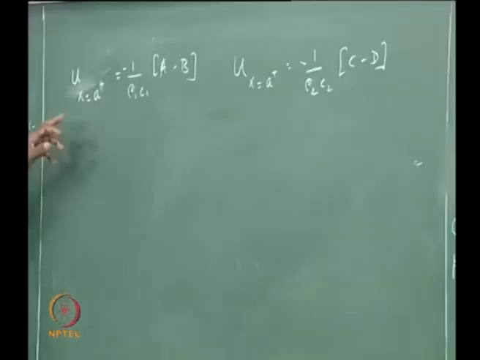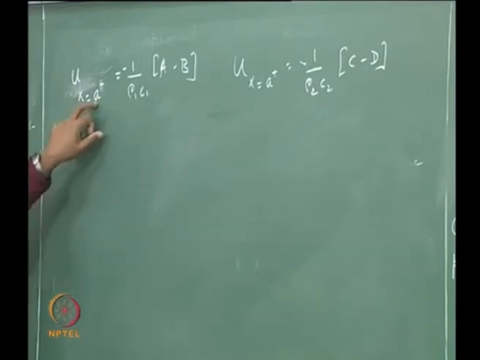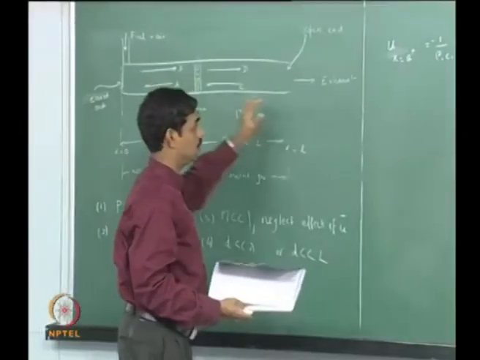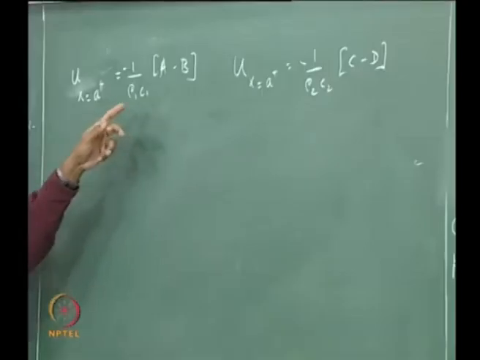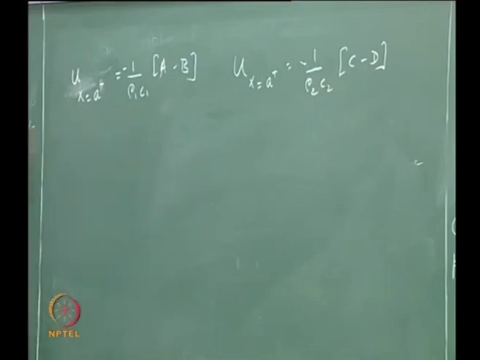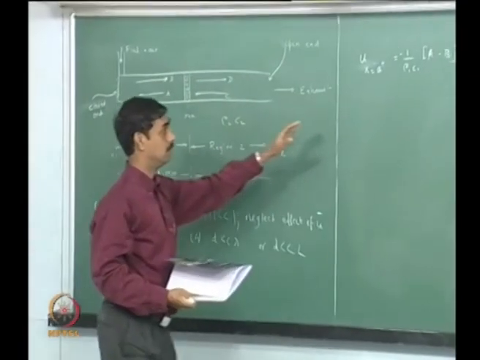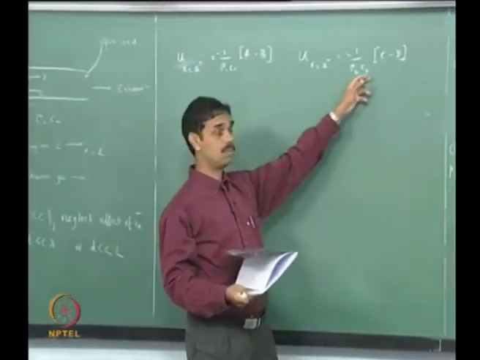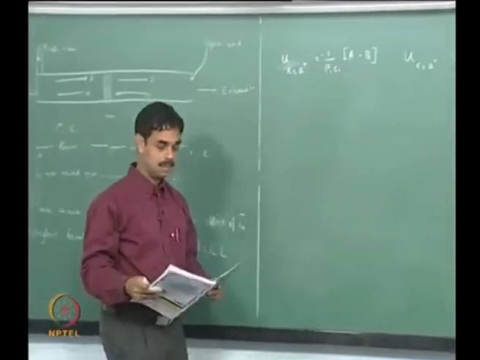So if you substitute x equal to a in the expression of velocity, I just erased it, you will get u at x equal to a minus, that is in this region we write the solution in terms of a and b, so minus 1 over rho 1 c 1 into a minus b. Just to the right of this flame we will have minus 1 over rho 2 c 2 into c minus d. Is that okay?